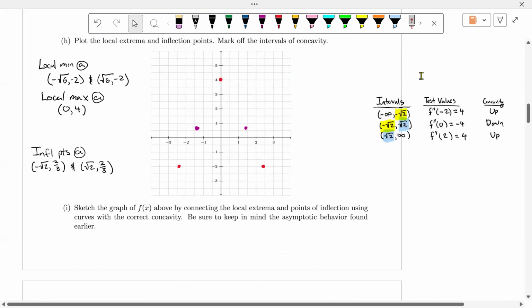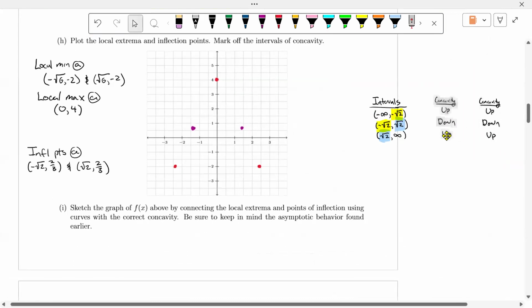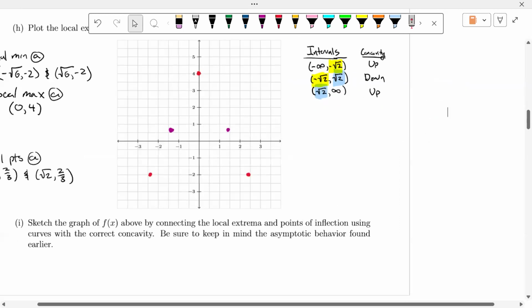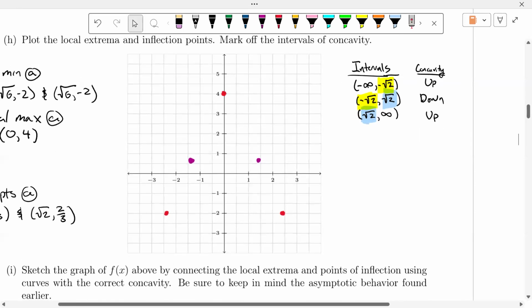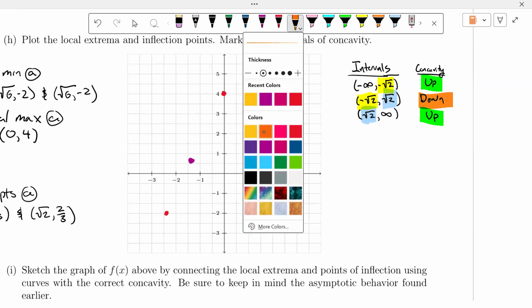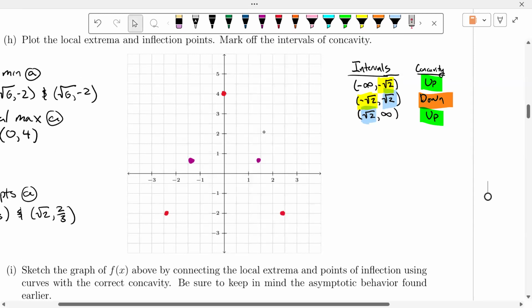Actually, you know what? I need all the real estate I can get, right? I don't need to remember how I got these concavity results. I just need to remember what they are. There. That looks nice, huh? Shrink that down. All right. So what I've done in the past, and if I look at the notes I share with you, I mark concave down in orange and concave up in green, but I don't highlight it. What I do is I just highlight the x-axis where this is.